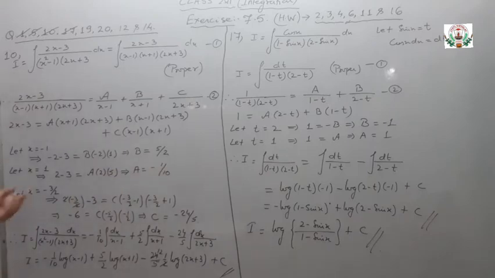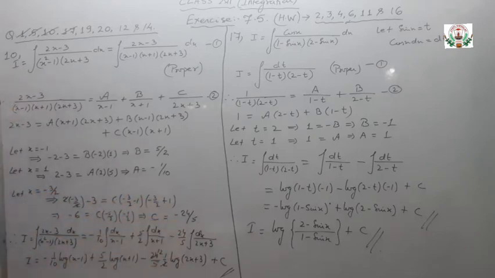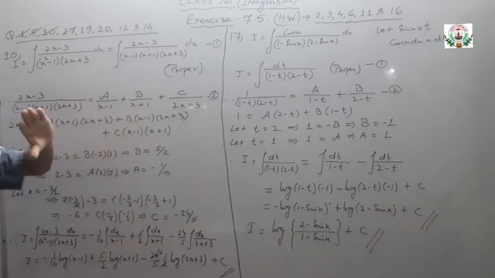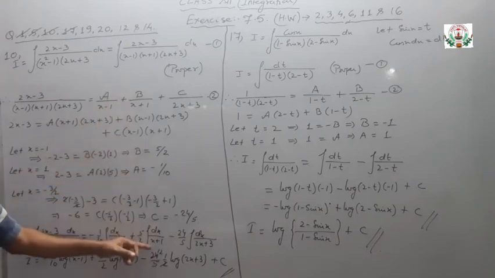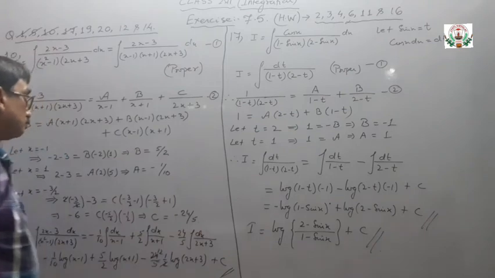Now for the third, 2x plus 3 equals to 0, then x will become equal to minus 3 by 2. Now we substitute x equals to minus 3 by 2 and simplify. We get the value of C equals to minus 24 by 5. Now this value of A, B and C I am going to substitute and integrate. So minus 1 by 10 integration dx upon x minus 1, plus 5 by 2 integration dx upon x plus 1, minus 24 by 5 integration dx upon 2x plus 3.